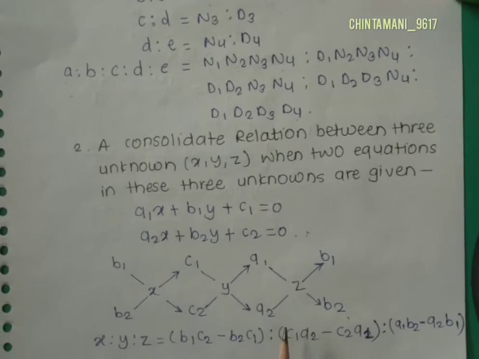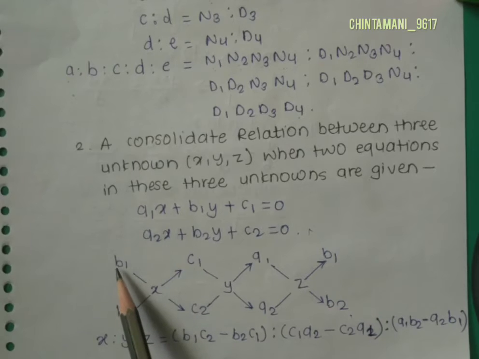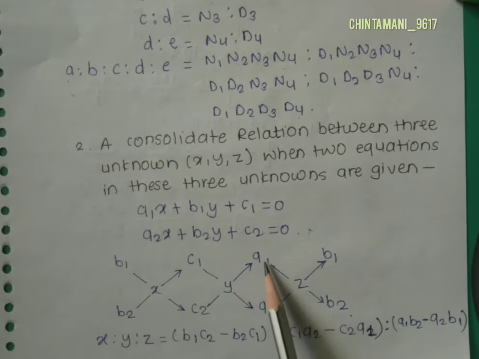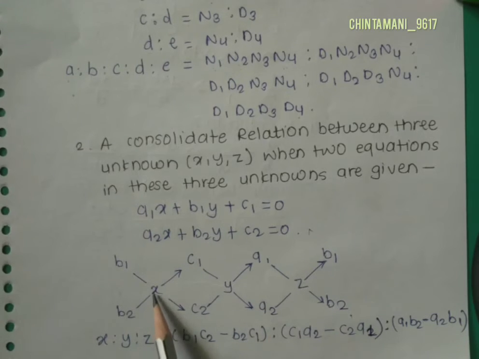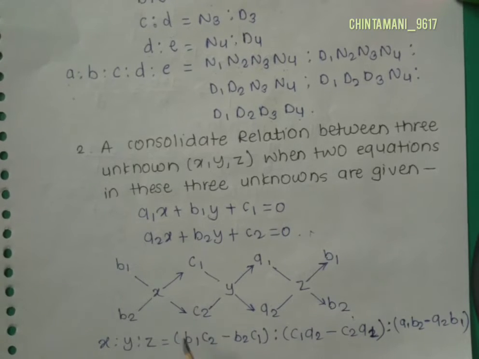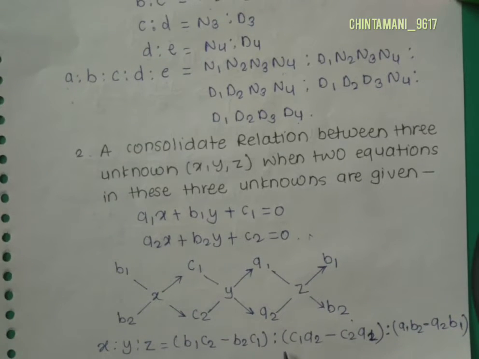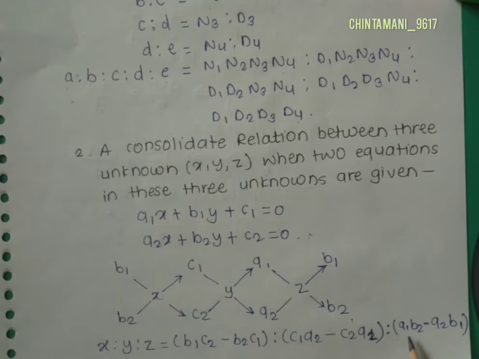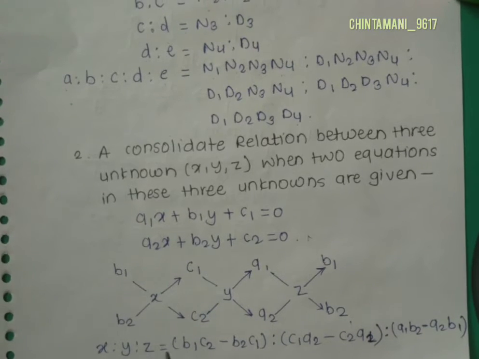And that trick is this one. Simply write, starting from b1, c1, a1, b1. Similarly b2, c2, a2, b2, and write x, y, z in between. To find the ratio of x is to y is to z, simply cross multiply: b1 into c2 minus b2 into c1 is to c1 into a2 minus c2 into a1 is to a1 into b2 minus a2 into b1. That will be our x is to y is to z.